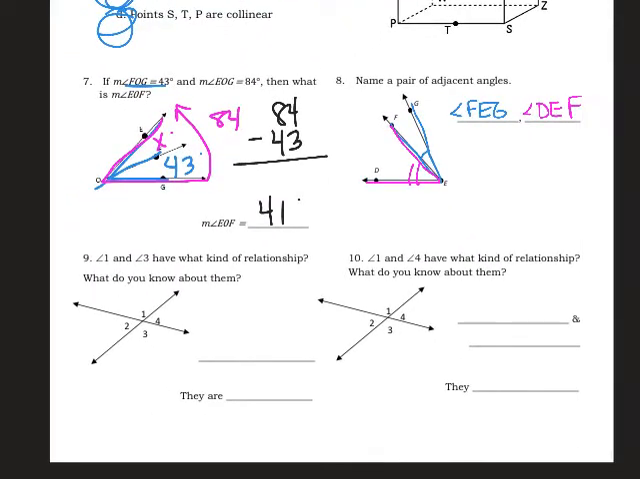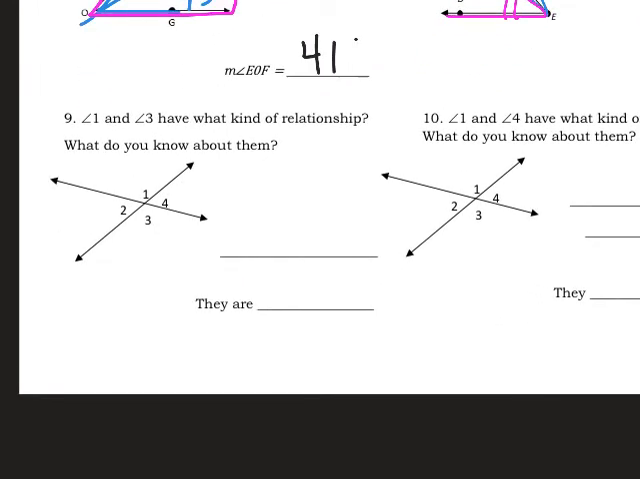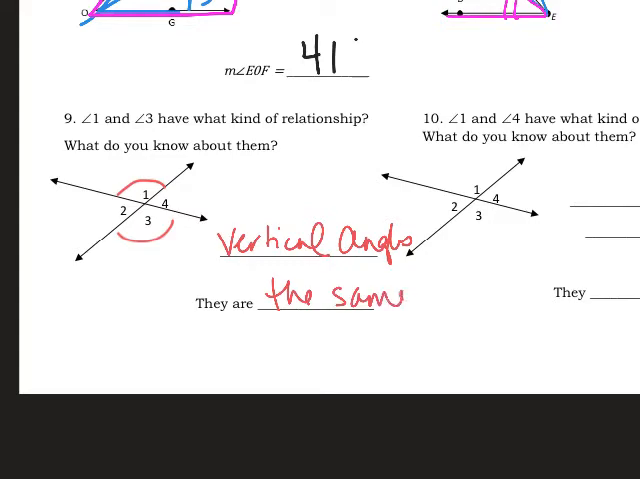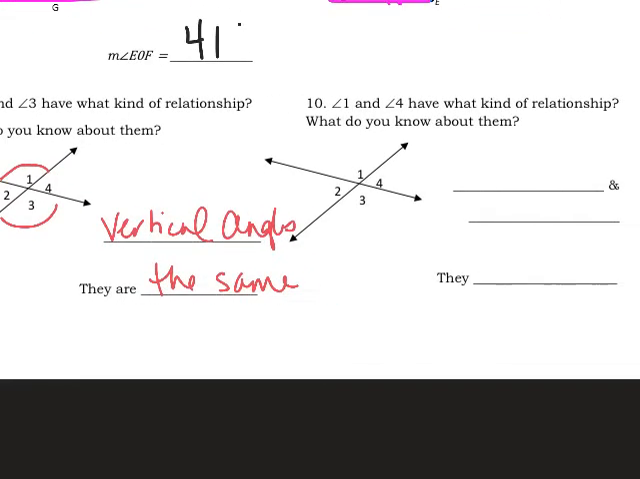Okay, next one. What type of relationship are angles 1 and 3? Vertical, good. Vertical angles. And you'll be asked simple questions like this. Just what kind of angles are they? Vertical angles. And what do we know if they're vertical? They are the same. Good. So if I give you that 1 is 100, we should know that 3 is automatically the same thing.